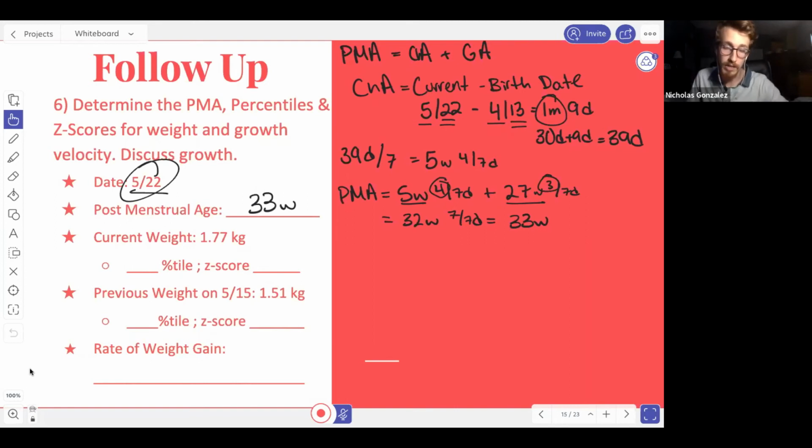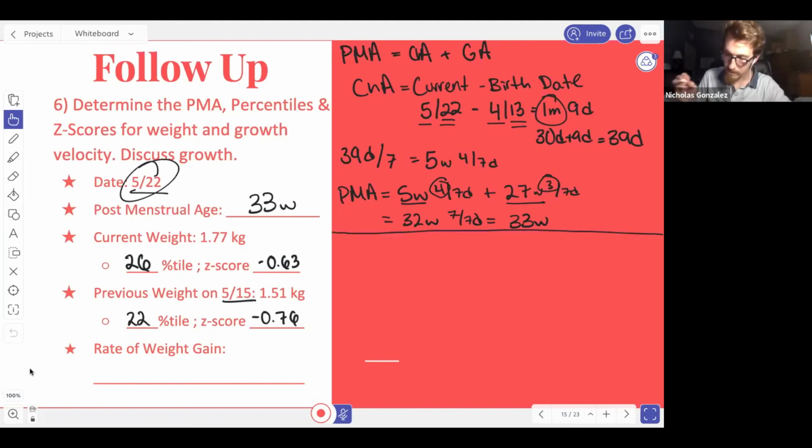Now we're going to take a look at the percentiles and z-scores. Again, refer back to the earlier PowerPoint or any other ones to figure out how to use PD tools. So we're just going to write it in here. For the current weight, he is in the 26th percentile with a z-score of negative 0.63. And the previous weight from 5/15 this time, not 4/13, they were in the 22nd percentile, with a z-score of negative 0.76.